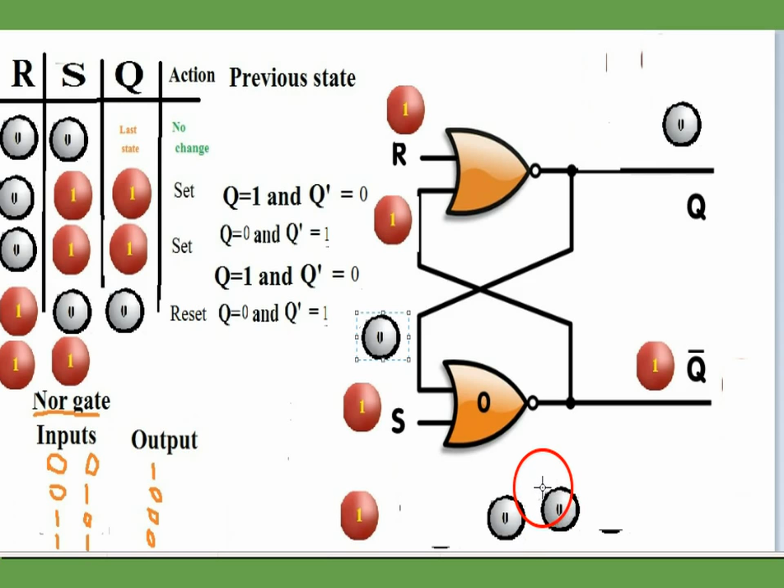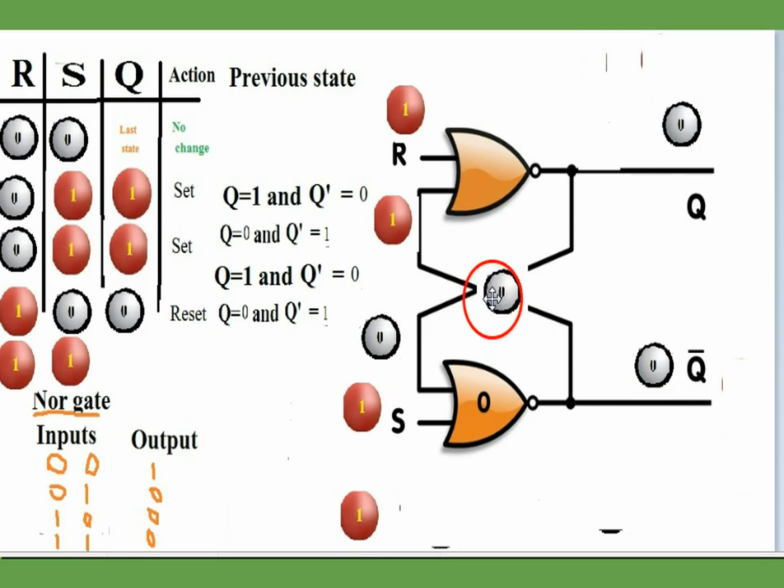So this 0 will be here. Q complement becomes 0. No, this is a problem. Both Q and Q complement are 0. So this is a big problem. This 0 is going, reaches here. 1, 0 is again what? 1, 0 is again 0. Now Q is 0, Q complement is 0.